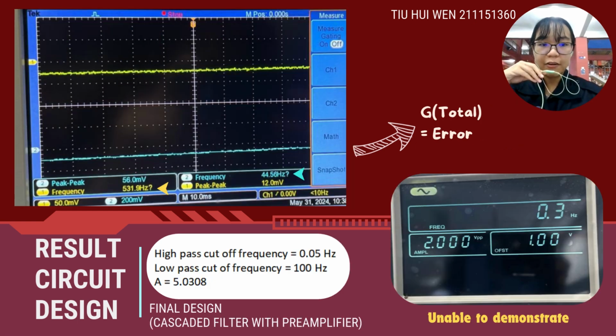After that is the result of the whole circuit. As mentioned before, the oscilloscope becomes unstable when the input frequency is too low. For example, when we apply 0.3 Hz, the result fluctuates. Therefore, we are unable to demonstrate that the practical circuits reject frequencies lower than 0.05 Hz.